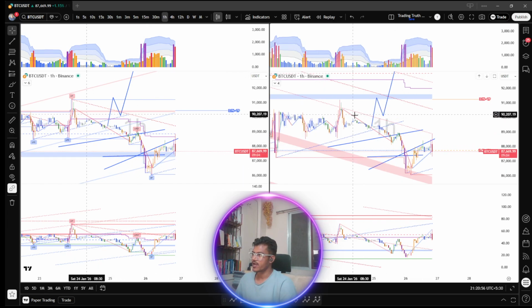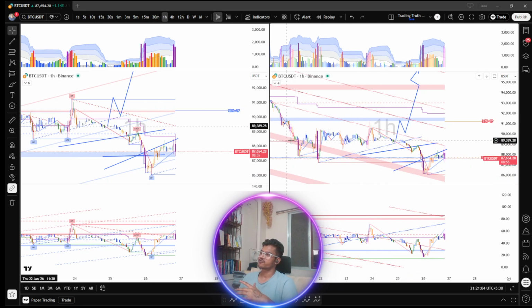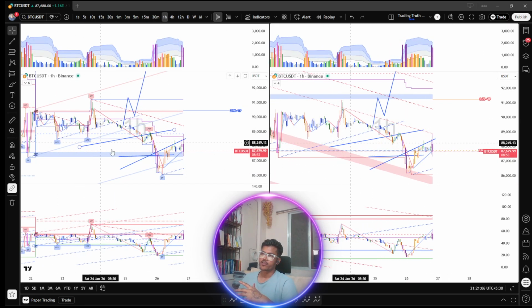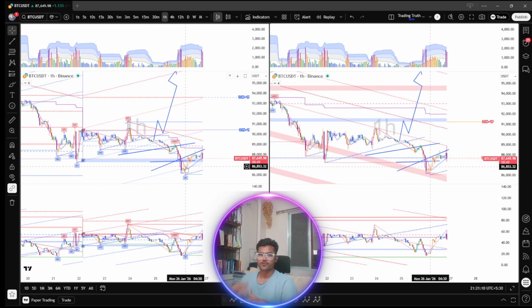And if you see where it happened on the distribution structure, it happened around this trend line, right? And on the accumulation, it happened when this trend line hit this one. So basically, that's what I was trying to tell you guys. Trend line tells you time.